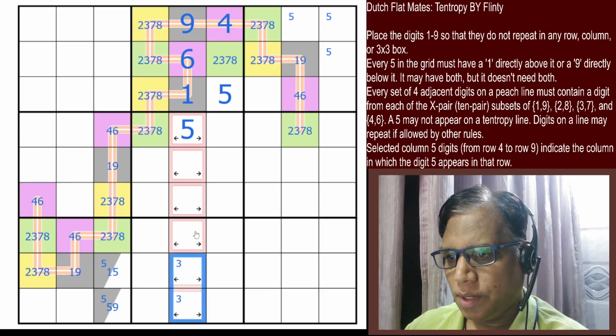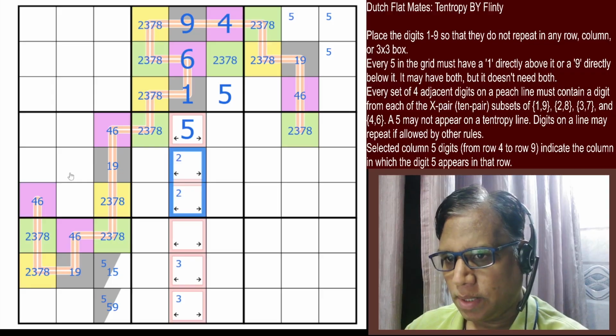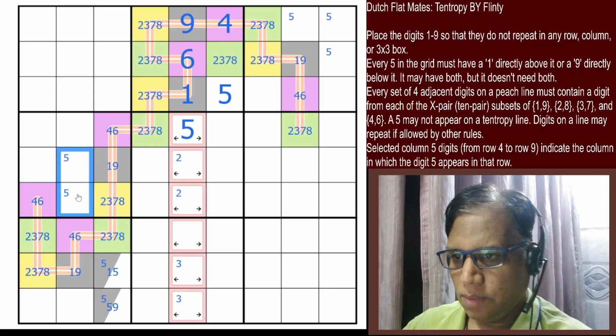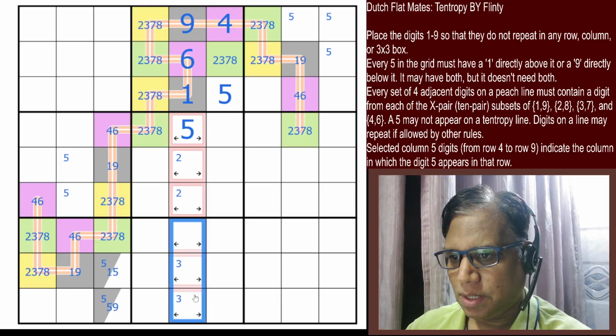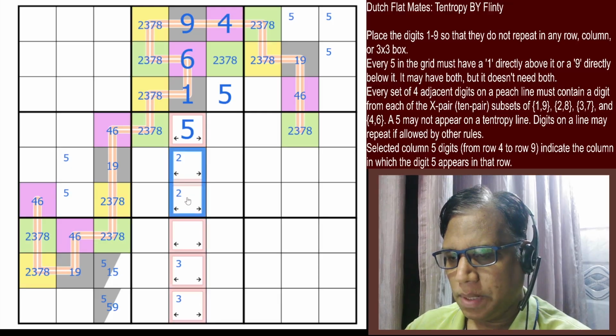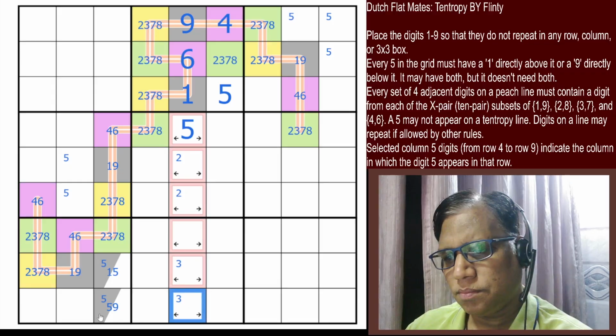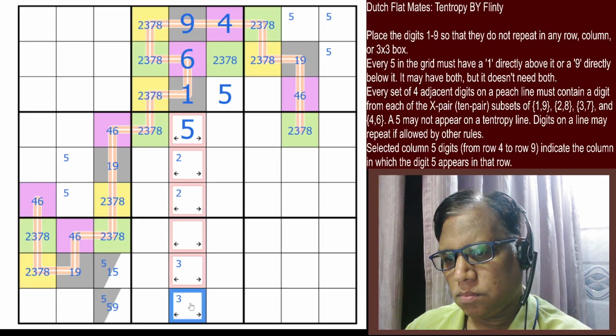So if 3 is here, 2 cannot be here, right? 2 has to be here, right? And that means 5 is here. See, you cannot have both 1 2 3 digits here, right? So 2 must be here. Otherwise, imagine 2. Anyway, 2 cannot. Yeah, the only possible for 2 is here, right?